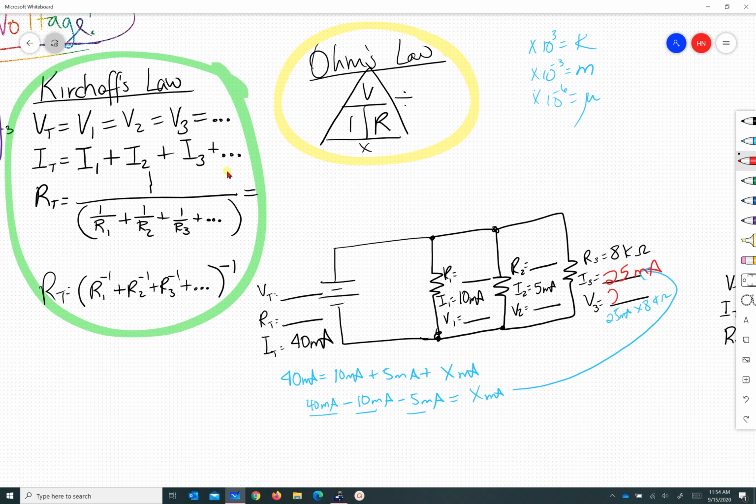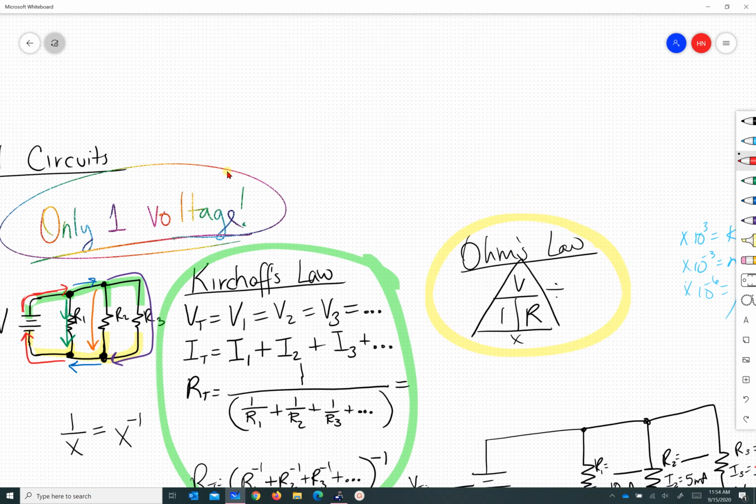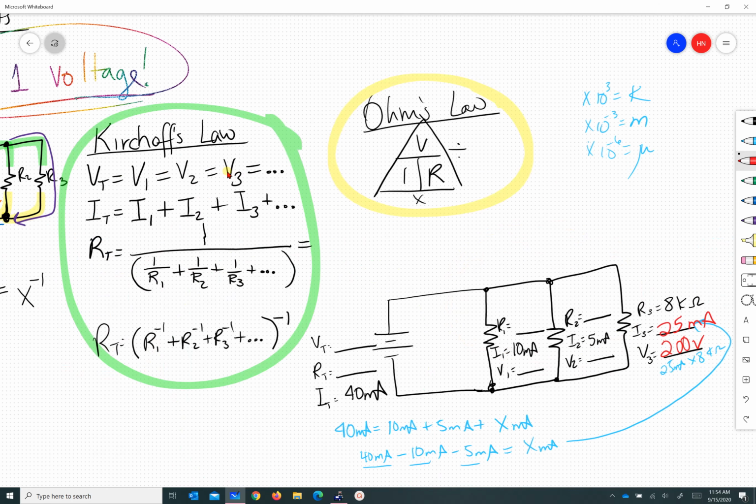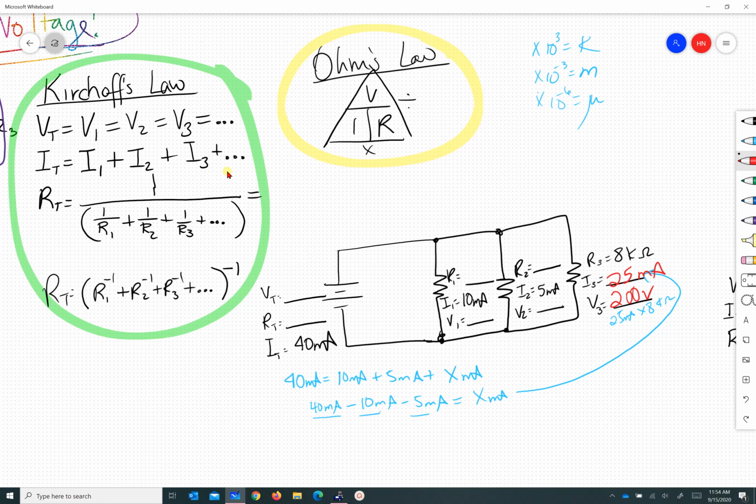So let's plug those in. 200 volts. Very well. Hey, I have voltage for one of them. And remember what's going on? There's only one voltage. So if you recall, if I know one of them, it's going to be the same everywhere.